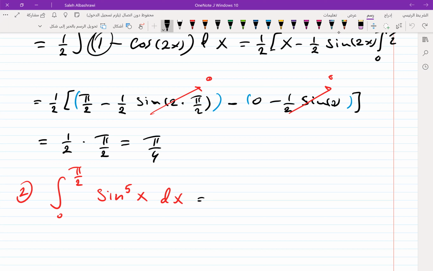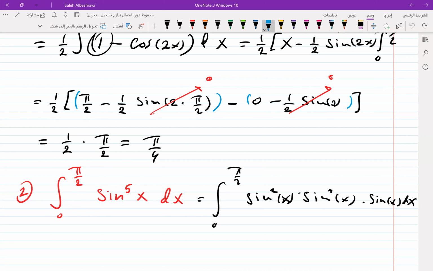It's clear this can be written as integration from 0 to pi over 2 of sine to power 2 of x multiplied by sine of x dx. So I can apply the half angle identity for the first one, or just half angle to power 2. It will be 1/2 1 minus cosine 2x all to power 2. And that will be complicated because in that case, I will have also cosine to power 2. And we have to reuse the half angle identity again and again.